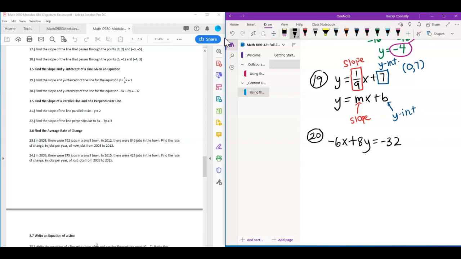Okay, so let's do that. So if we're solving this for y, I'm going to start by adding my 6x over.